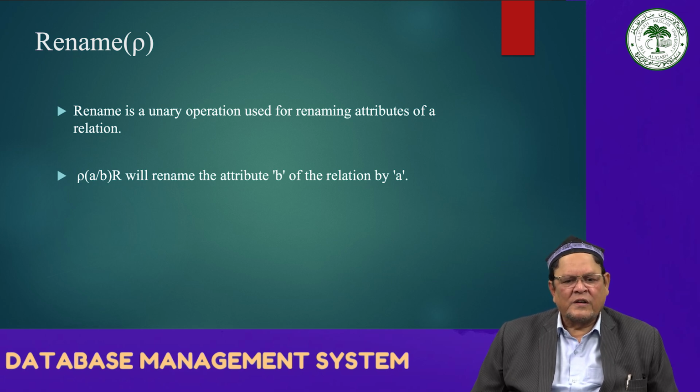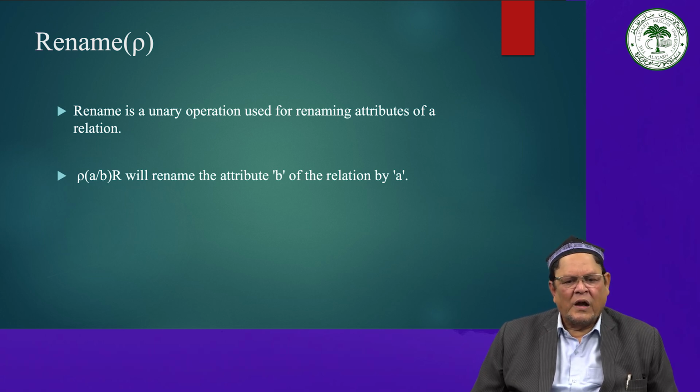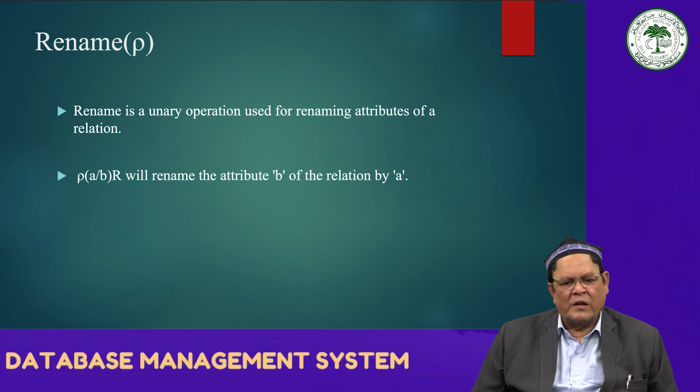For example, consider a relation containing information about employees with attributes such as employee ID, first name, and last name. If you want to rename the employee ID attribute to ID, you can use the rename operator as follows. Rho within parentheses ID belongs to employee ID from the table employee. This operation creates a new relation with the same data but the employee ID attribute renamed to ID.